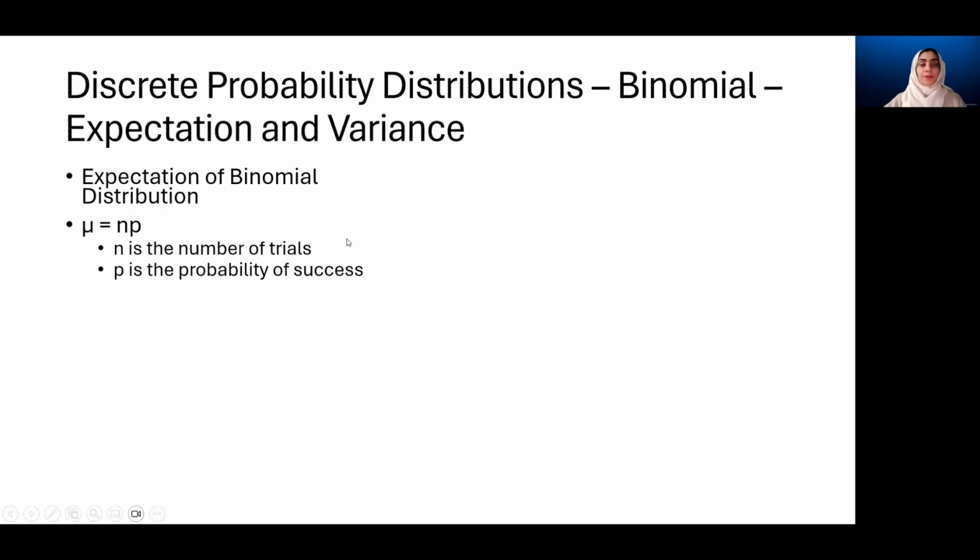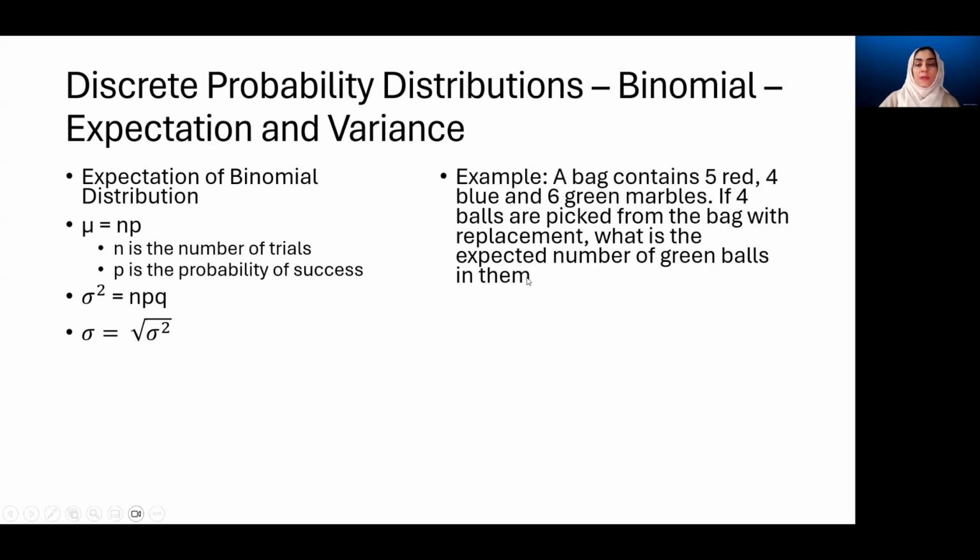You can draw the plot. And the variance is computed as n, p, and q. For the standard deviation, you just take the square root of the variance. This is an example of calculating the expectation.